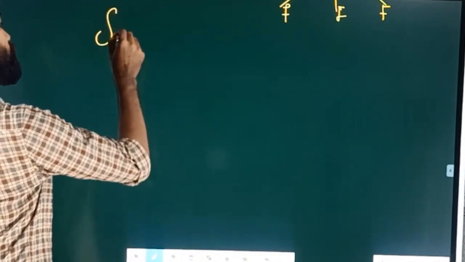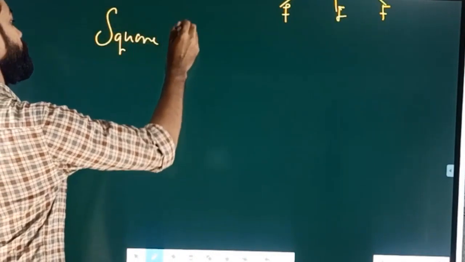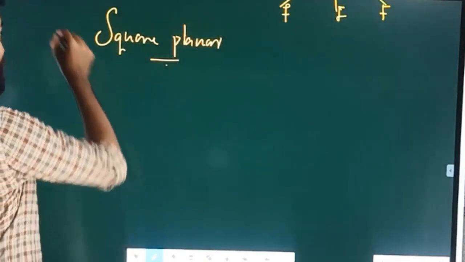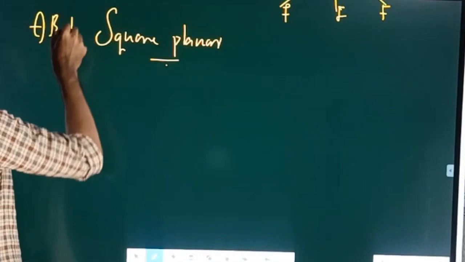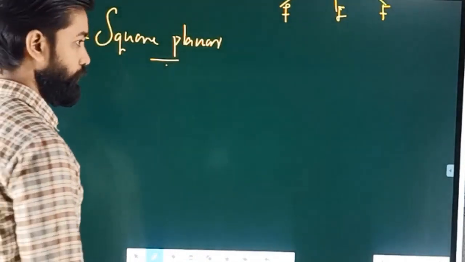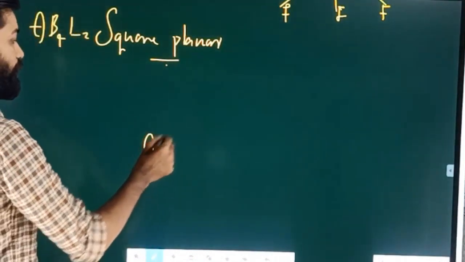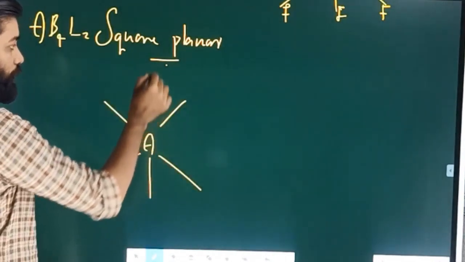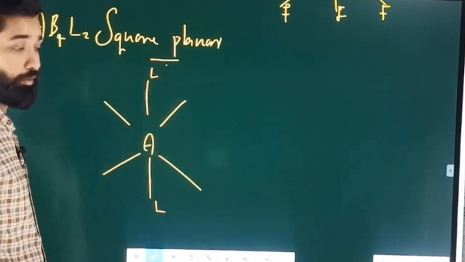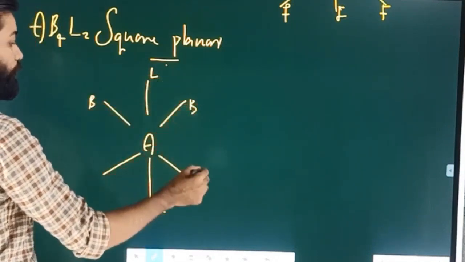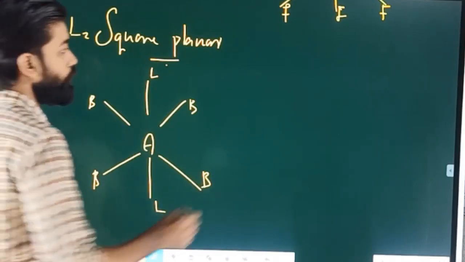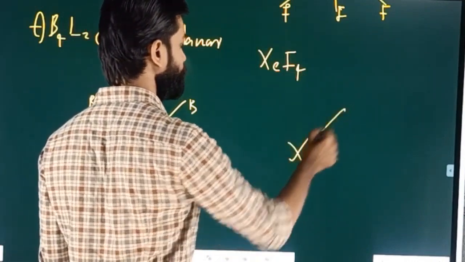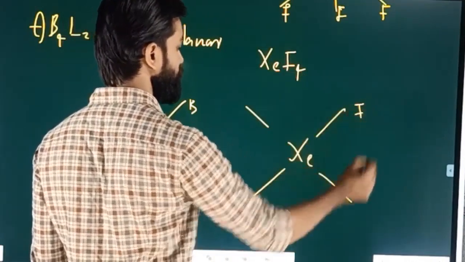Okay, the next structure is square planar. Square planar means the structure is AB4L2. Okay, so the central A. Actually, this is an octahedral geometry, but you have to place 2 lone pairs here. So this is a bond pair, this is a bond pair, this is a bond pair, this is a bond pair. And we can give XeF4 for example. So 4 fluorines are there.